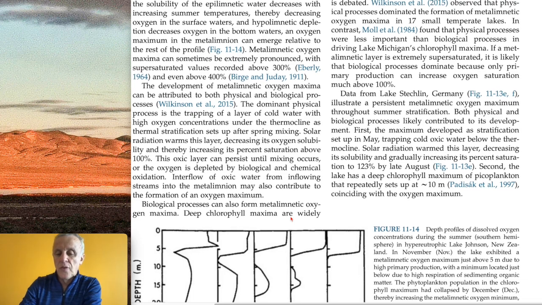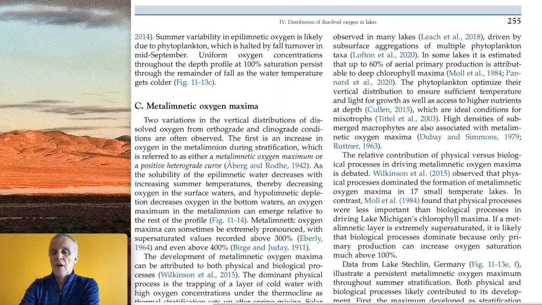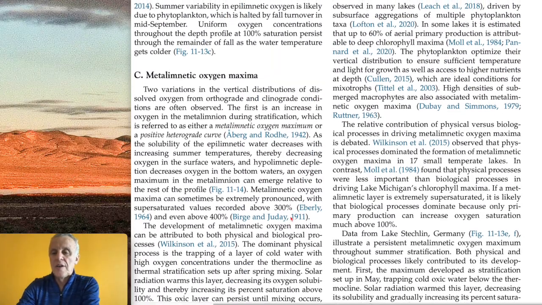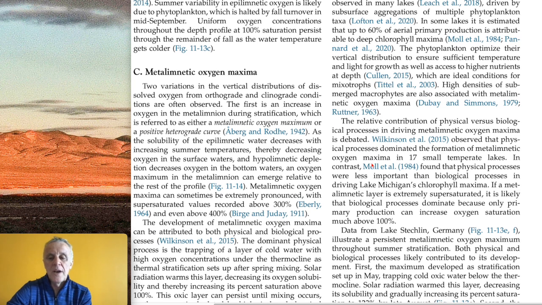Biological processes can also form metalimnetic oxygen maxima. Deep chlorophyll maxima are widely observed in many lakes, driven by subsurface aggregation of multiple phytoplankton taxa. In some lakes, it is estimated that up to 60% of areal primary production is attributable to deep chlorophyll maxima. The phytoplankton optimize their vertical distribution to ensure sufficient temperature and light for growth, as well as access to higher nutrients at depth, which are ideal conditions for mixotrophs. High density of submerged macrophytes are also associated with metalimnetic oxygen maxima.